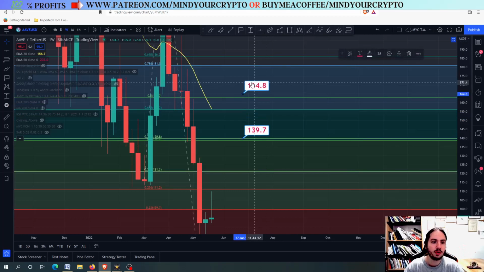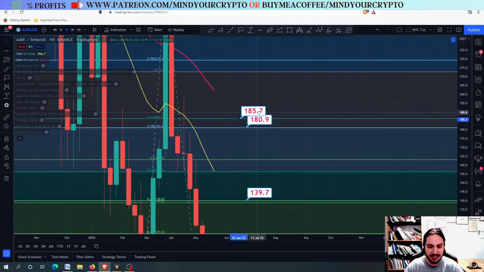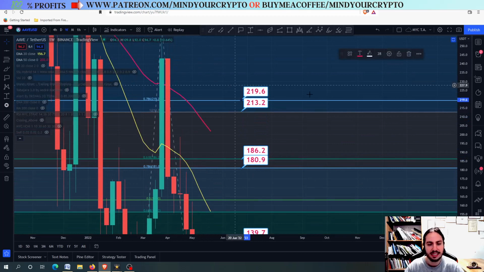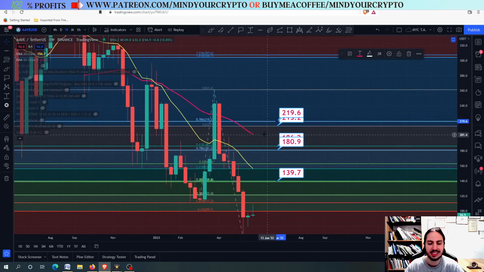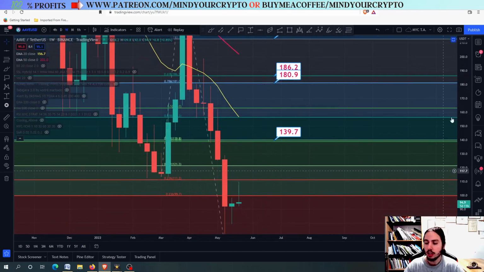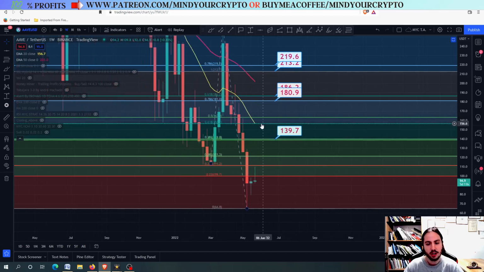Next target for Aave, I would say that we could have 180 to 186. There lies the 0.786 from the Fibonacci extension and the 0.618 from the Fibonacci retracement, and after that we have 213 to 219, which is the most important resistance level out of everything, if we can first of all close above the 180. So the first target on the weekly frame is 139.7, where we might find a huge rejection after we go there. These are the most important targets on the weekly frame.